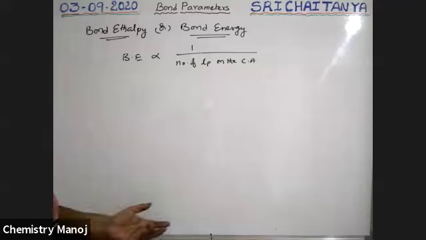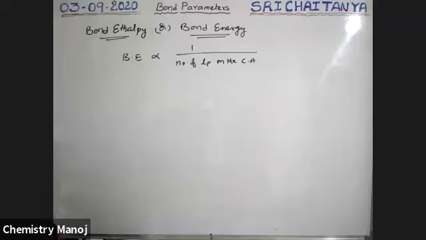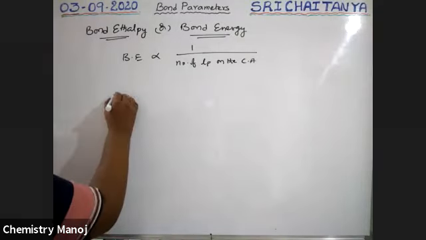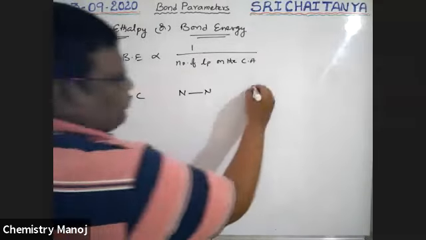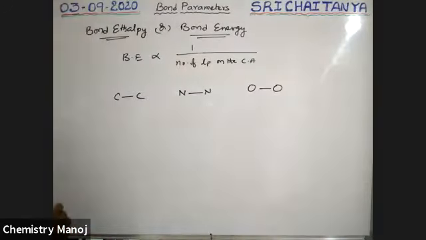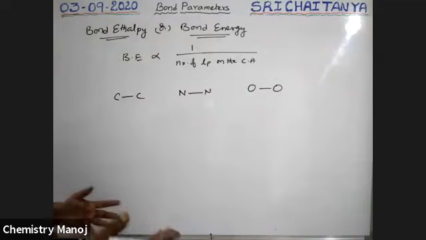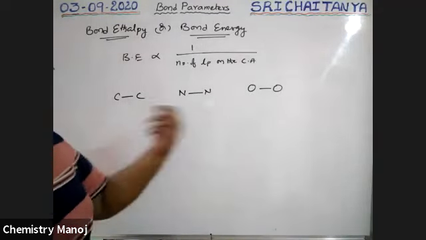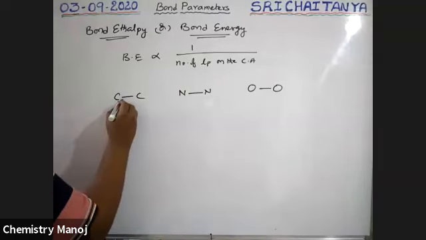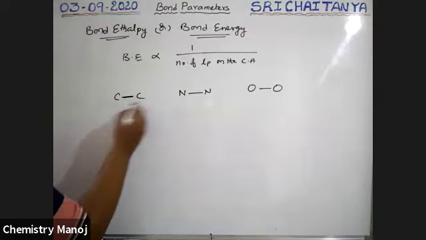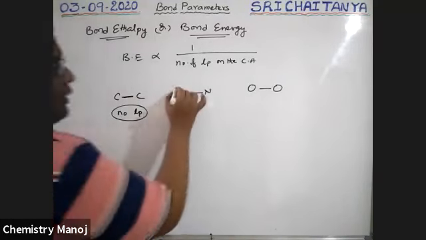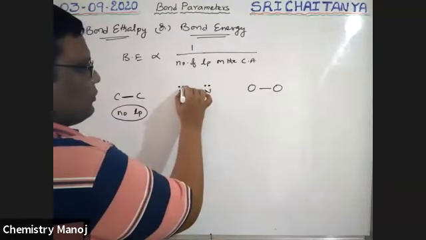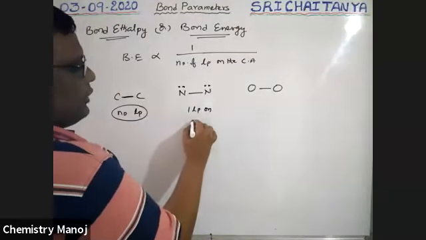As the number of lone pairs on the central atom increases, see here what I have explained. For example, there is a C single bond C, boys, an N single bond N, and an O single bond O. These are all single bonds. That means we expected the same bond energy, but the bond energy is different. Because here carbon has only single bonds, carbon has no lone pairs, but nitrogen has one lone pair on each nitrogen.